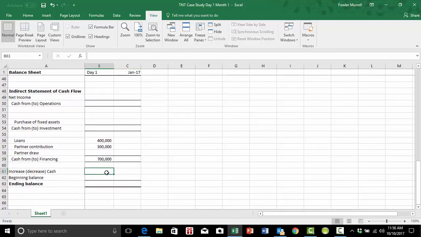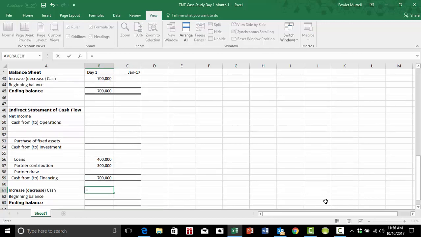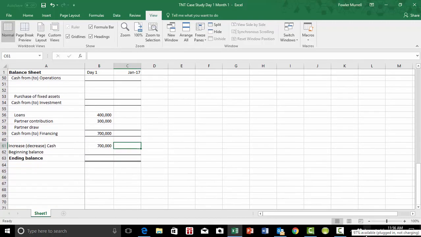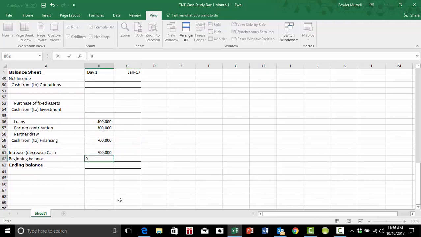The increase/decrease in cash is equal to cash from operations plus the cash from investments plus the cash from financing. 700,000. Beginning balance again is 0. So our ending balance is equal to our beginning balance plus increase or decrease in cash, which is 700,000. So our ending balance is $700,000.